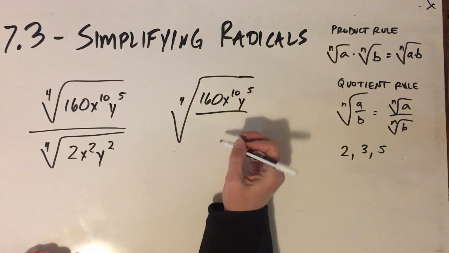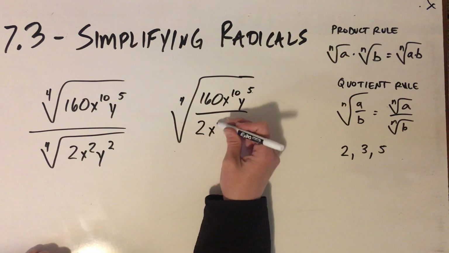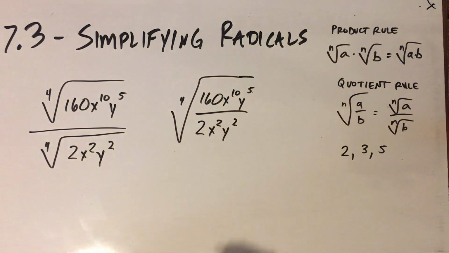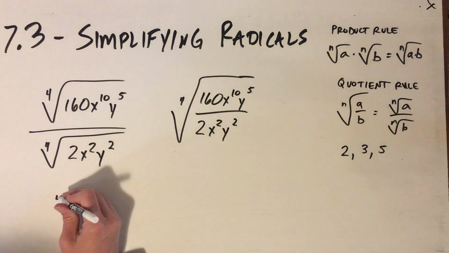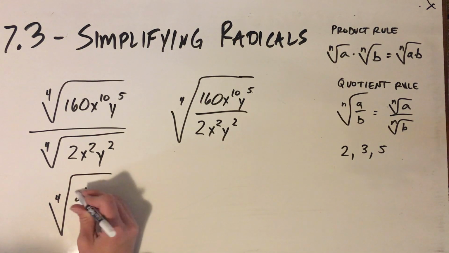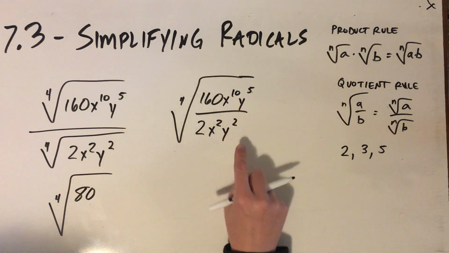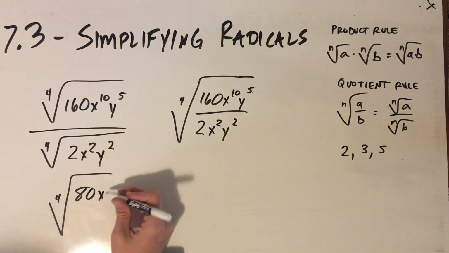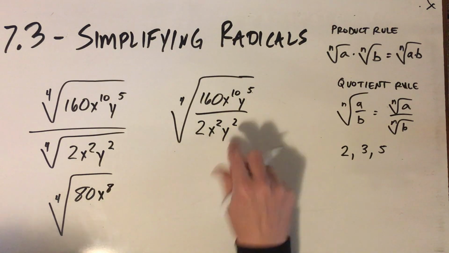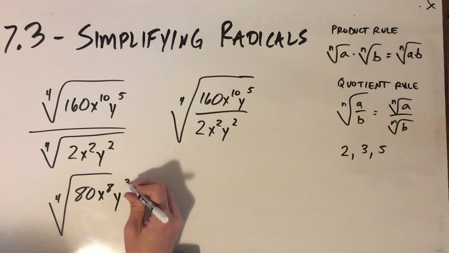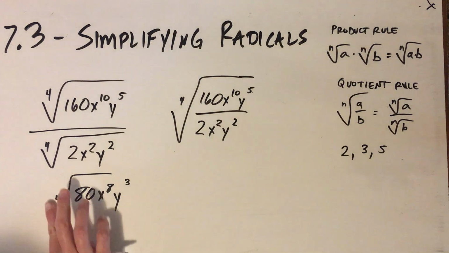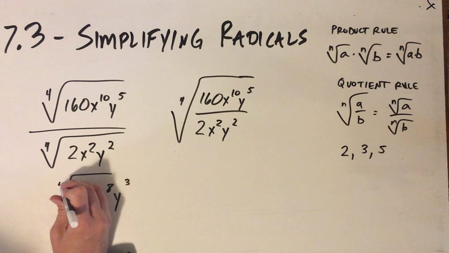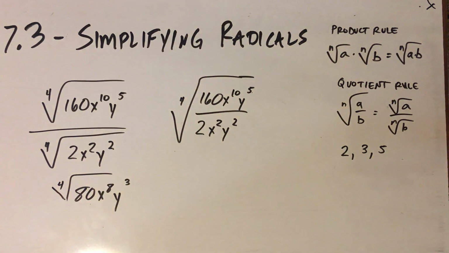So all under this radical, I have this. Well, I can take 160 and divide it by 2. That's 80. These x's are going to simplify. 10 minus 2 is going to give me x to the 8th. And 5 minus 2 is going to give me y cubed. So again, instead of there being a denominator, all of these factors canceled. So I'm just going to write this as the 4th root of 80, x to the 8th, y to the 3rd.